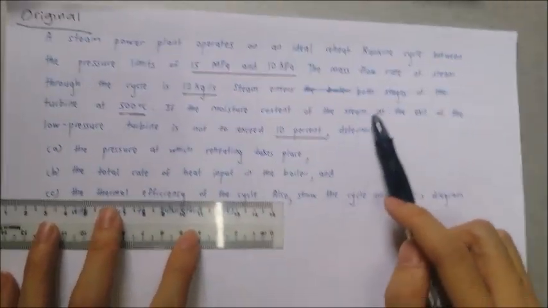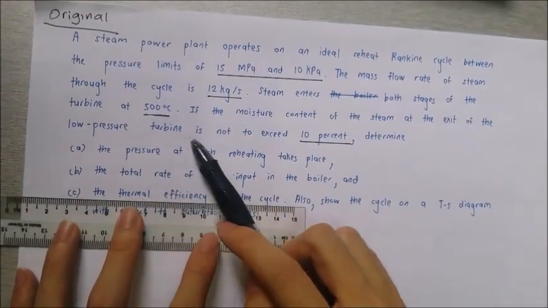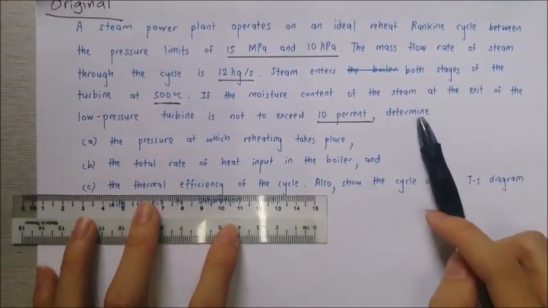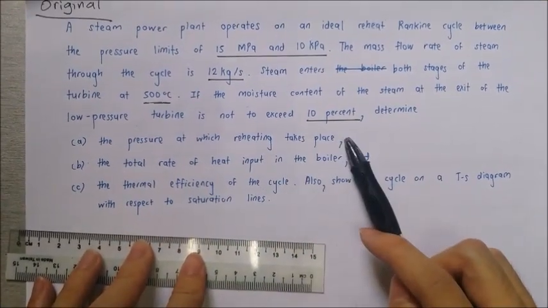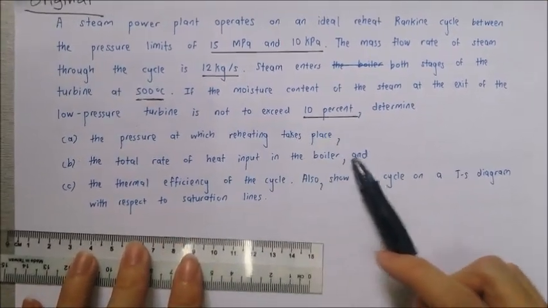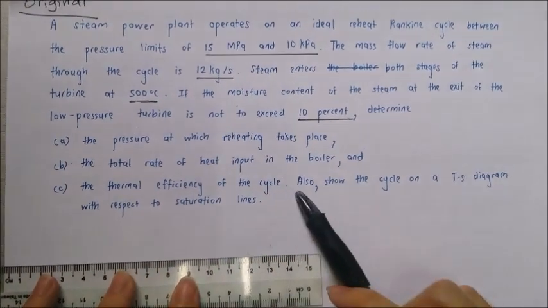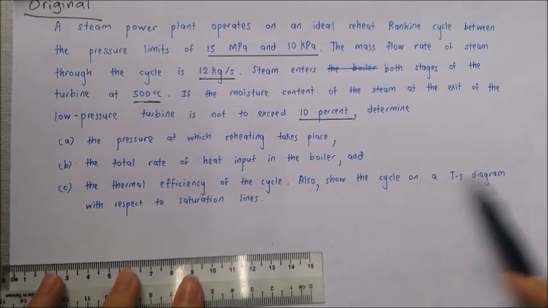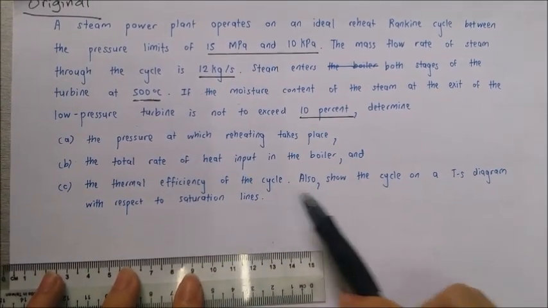If the moisture content of the steam at the exit of the low pressure turbine is not to exceed 10%, determine the pressure at which reheating takes place, the total rate of heat input in the boiler, and the thermal efficiency of the cycle. Also show the cycle on a TS diagram with respect to saturation lines.